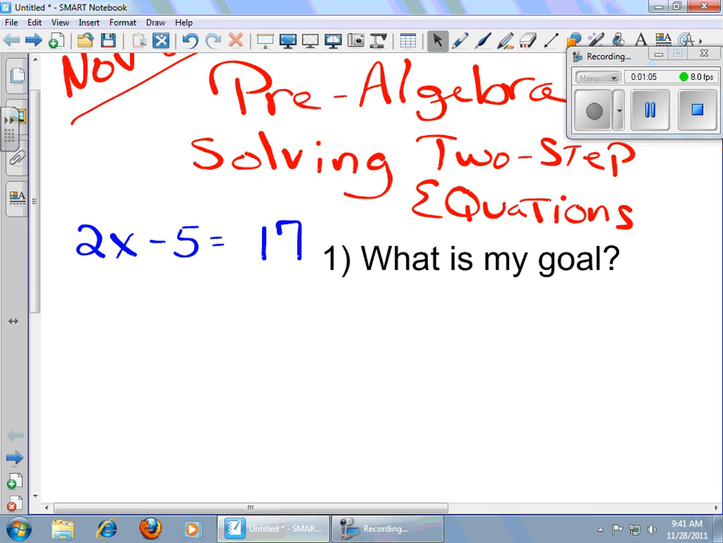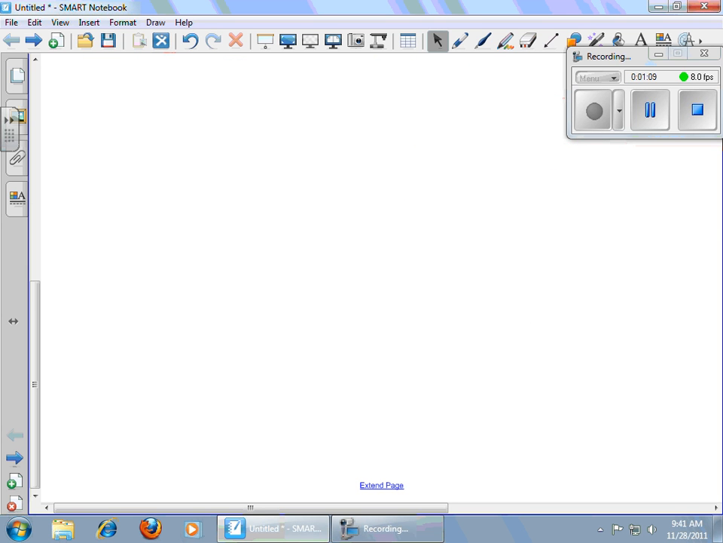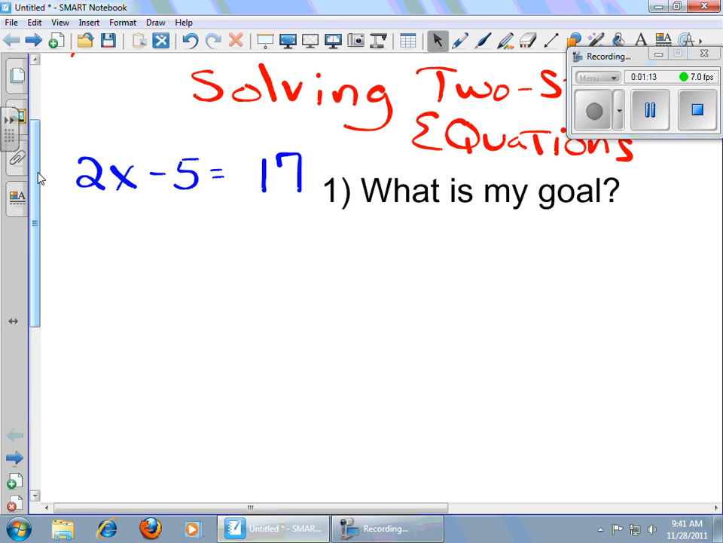My first question is, what is my goal? In this case, the goal has not changed. The goal is to get the variable alone. In this case, it's x. Remember, you can use any letter for a variable except for O. Don't use O because people can't tell if it's a 0 or the letter O.